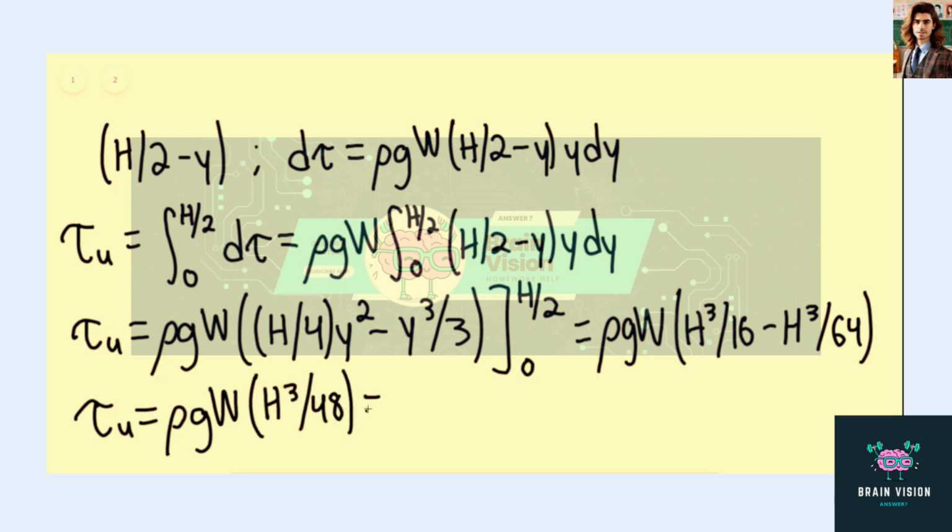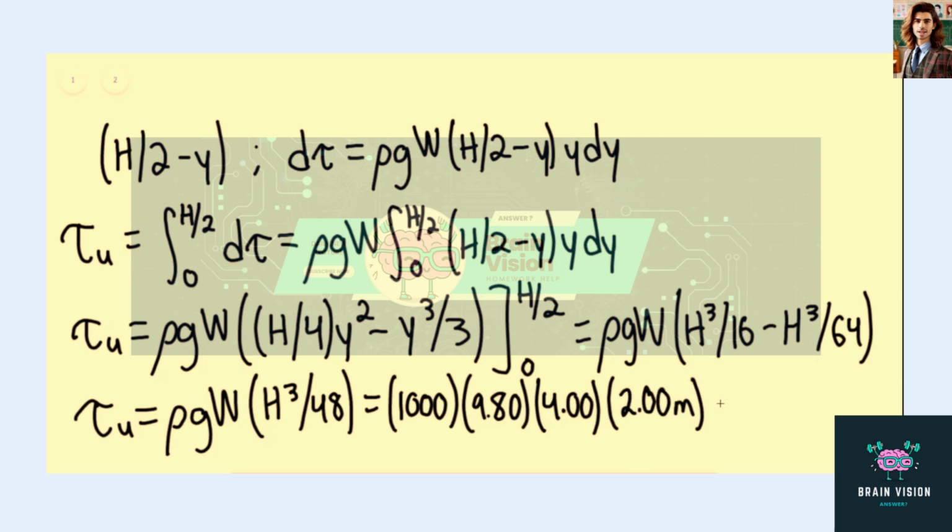And we can calculate 1,000 kilograms per cubic meter times 9.80 meters per second squared multiplied by the width of 4.00 meters multiplied by 2.00 meters, the height of the gate, cubed divided by 48. And we find that the torque on the upper half would be approximately 6,533 Newton meters. So take note of this torque.